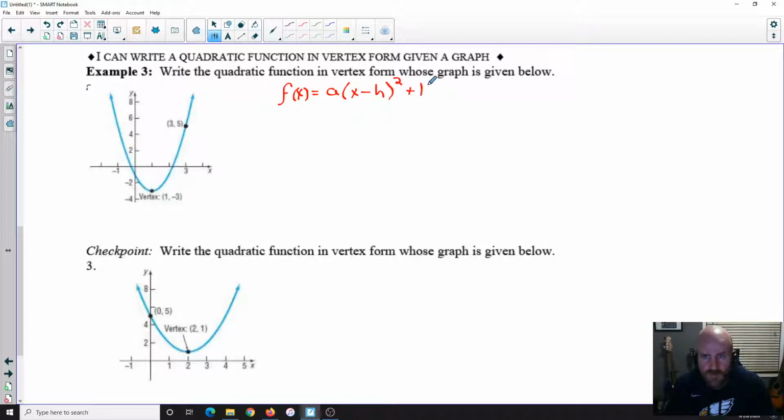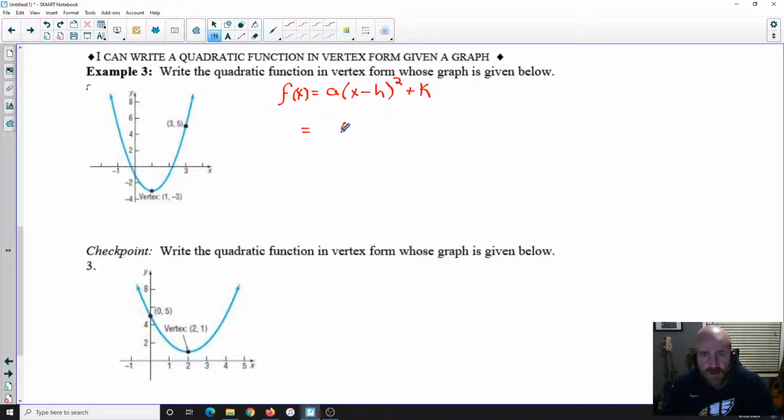So we're going to use this and do what we do in algebra all the time. Something we've done forever is taking known values, plugging them into an equation, and then solving for unknowns. So to identify what h and k are, we just look at the vertex. The minimum point down here is the vertex. So h is 1, k is -3. So we're going to go ahead and fill that in.